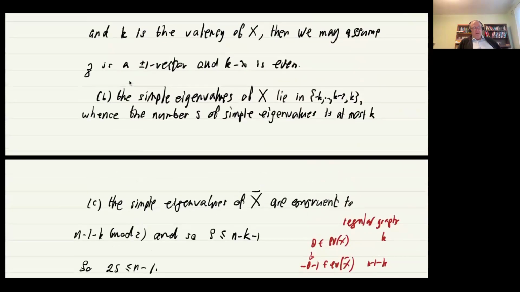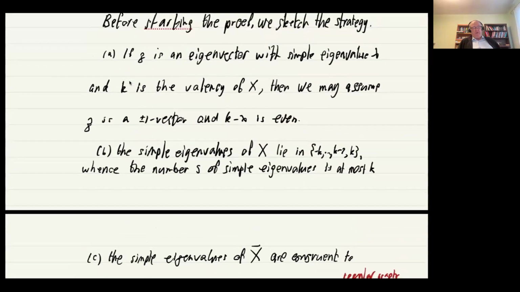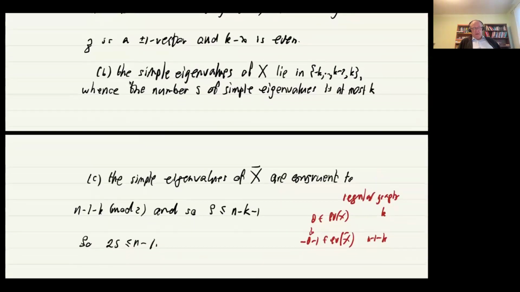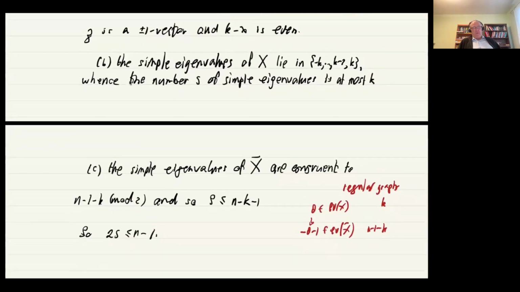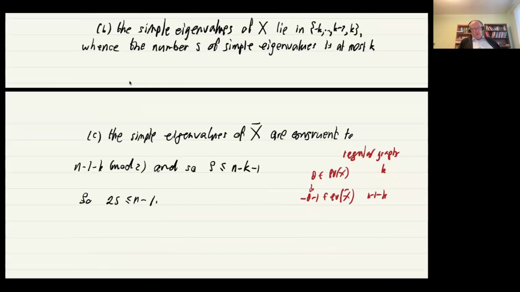So I remind you again, there are three steps. We're going to first get the structure of the eigenvector. Then we're going to prove that the simple eigenvalues of X lie in this range, and then ditto for the complement. Okay, and so let's head to that.